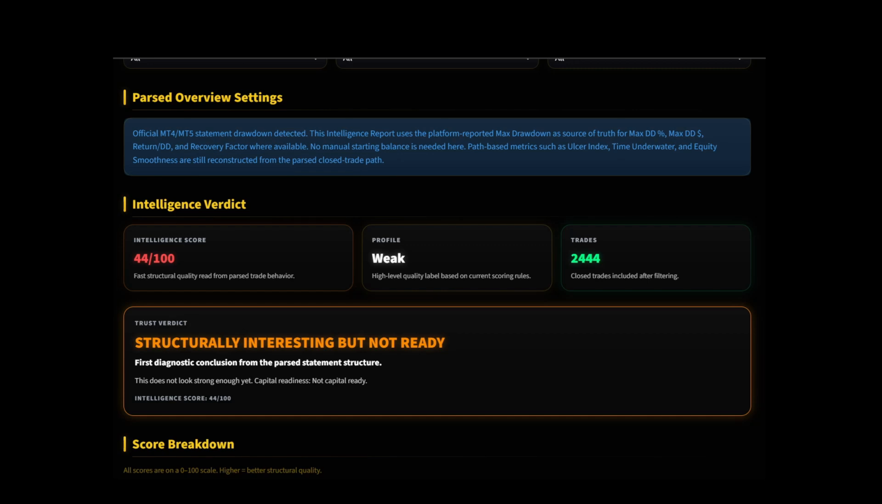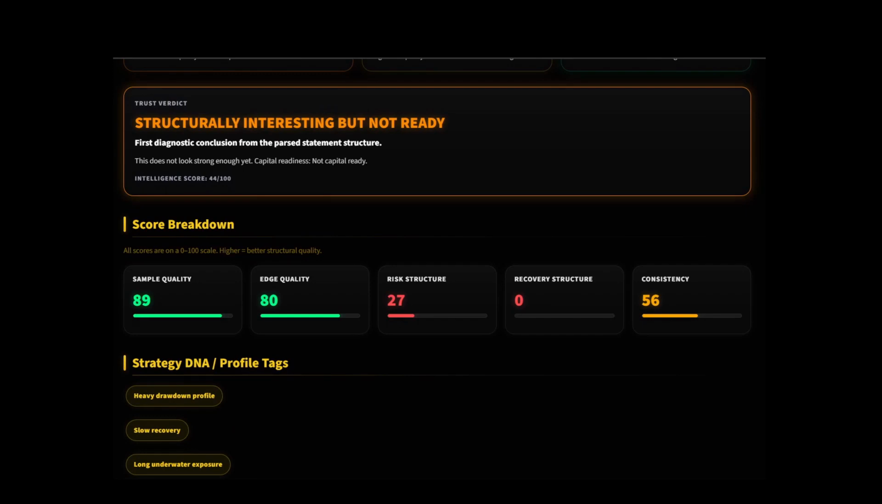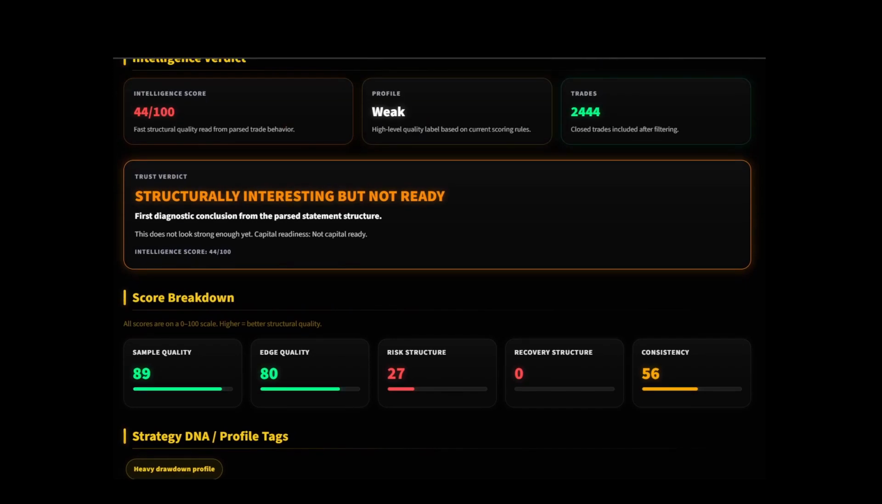This shows why the total score looks the way it does. Sample quality can be strong because there are many trades. Edge quality can still be decent. But if risk structure and recovery structure are weak, the full profile can still fail. So this section is not only about profit. It shows where the structure is strong, where it is weak, and why the final verdict is not just based on one number.